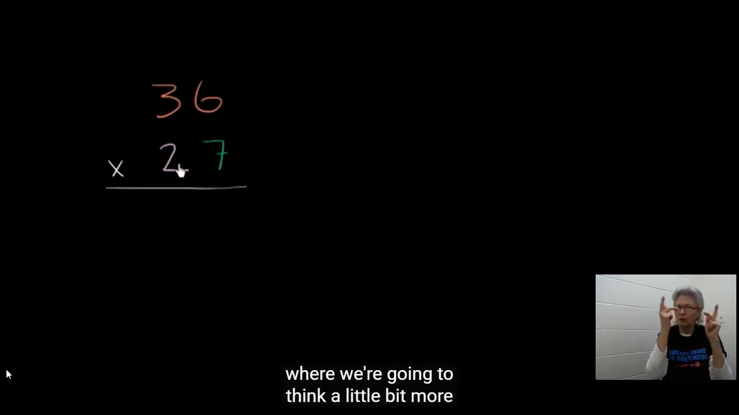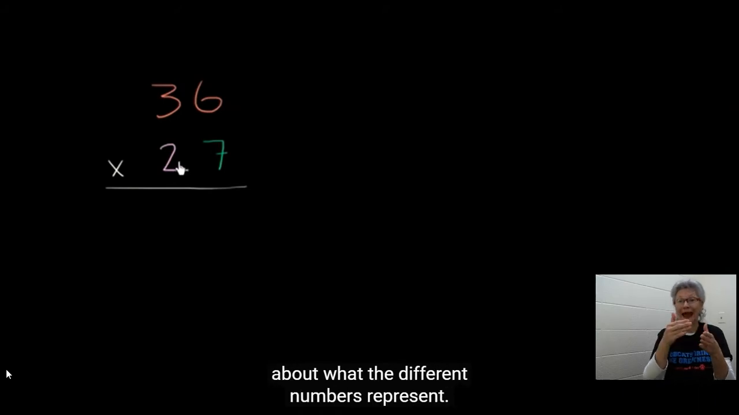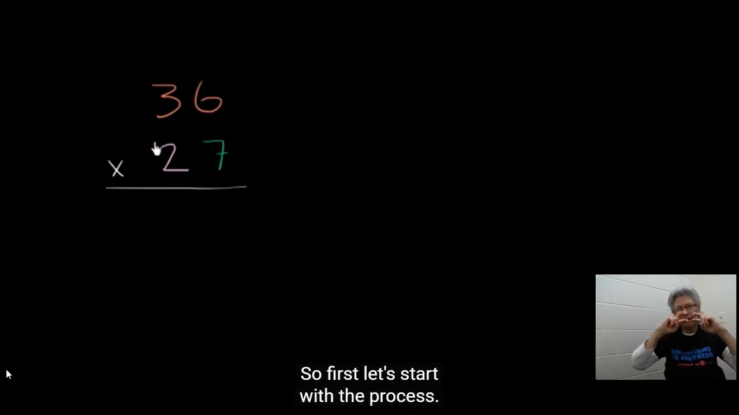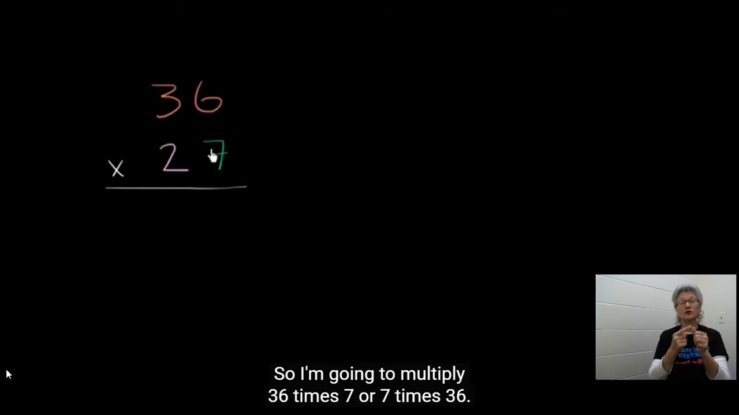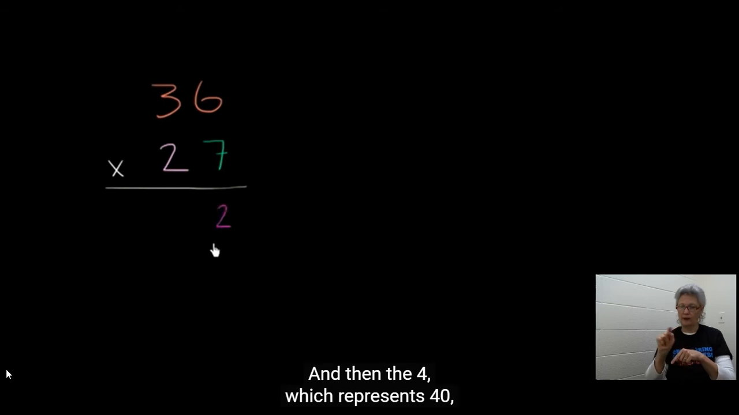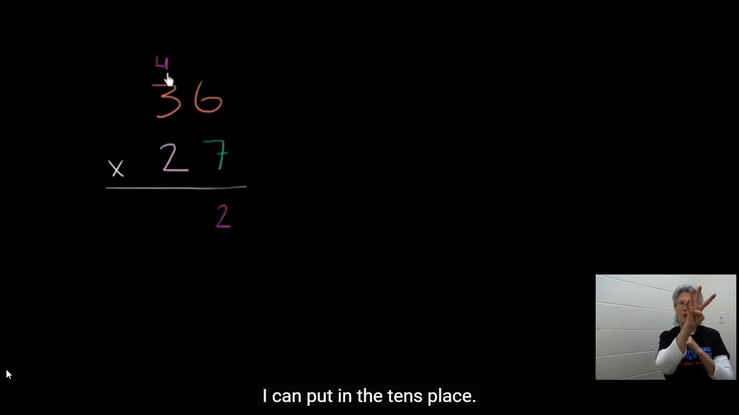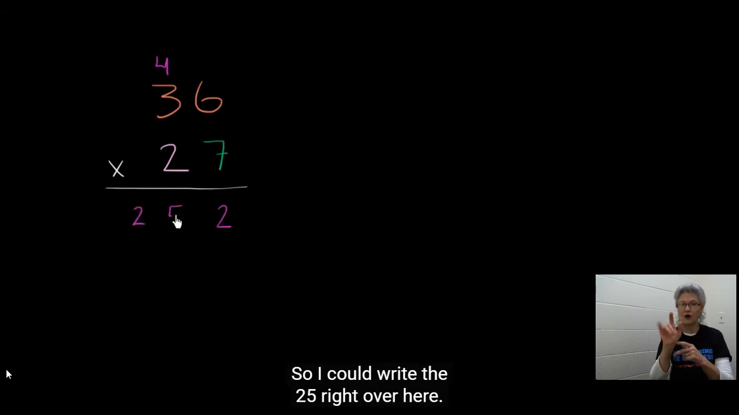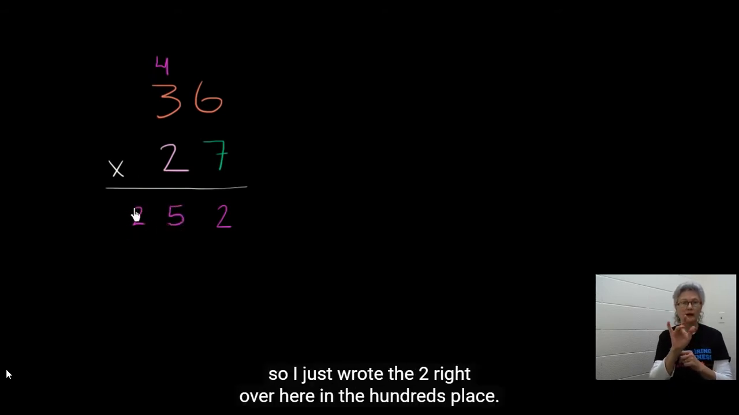And then I'm going to do it again, where we're going to think a little bit more about what the different numbers represent. So first, let's start with the process. So I'm going to multiply 36 times 7, or 7 times 36. So I can start in the ones place. 7 times 6 is 42. Write the 2 down here, and then the 4, which represents 40, I can put in the tens place. 7 times 3 is 21, plus 4 is 25. So I could write the 25 right over here. There's no place to carry this 2, so I just wrote the 2 right over here in the hundreds place.